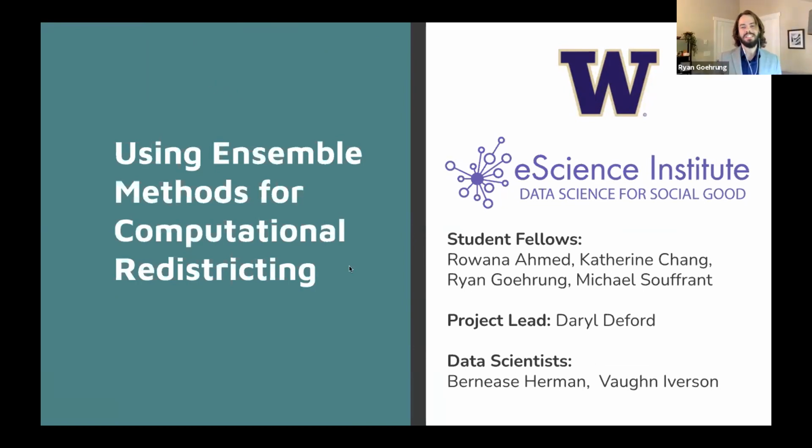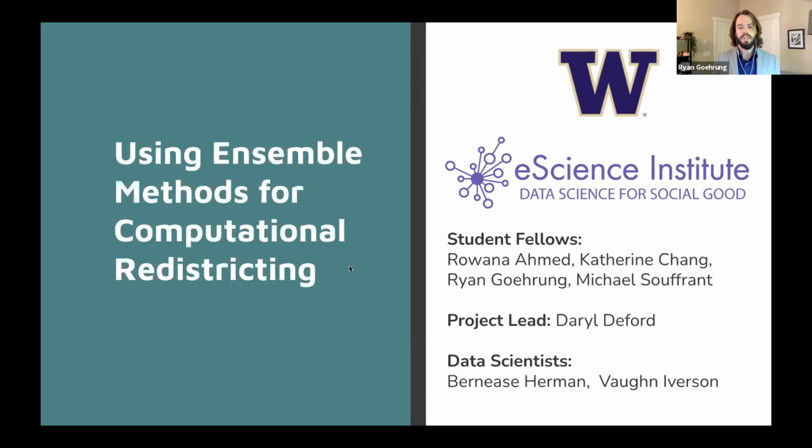As Sarah mentioned, the title of our project is Using Ensemble Methods for Computational Redistricting. It's a bit of a mouthful, so we generally refer to ourselves as the redistricting team. My name is Ryan Gorn, and I'm joined today by the three other fellows, Rowana Ahmed, Catherine Chang, and Michael Suffrant. Our project lead is Daryl DeFord, and the data scientists advising our team are Vaughn Iverson and Bernice Herman.